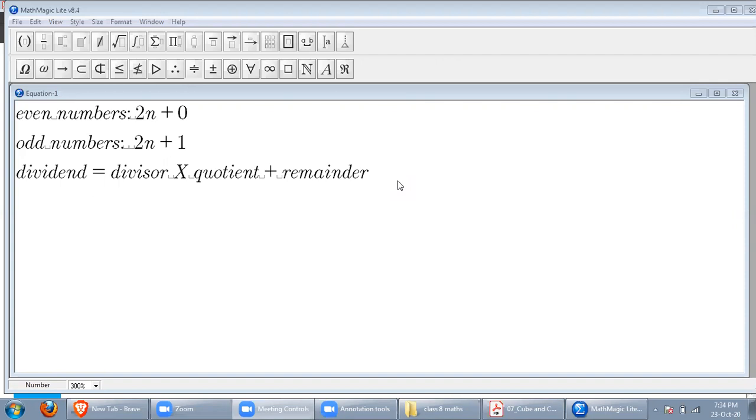Because when you divide a number by 3, if it is exactly divisible, the remainder will be 0. Like 6. When you divide 6 by 3, the remainder will be 0. When you divide 9 by 3, the remainder will be 0 because 3 threes are 9. Exactly divisible. And when you divide a number by 3, the other possible remainders are 1 and 2.